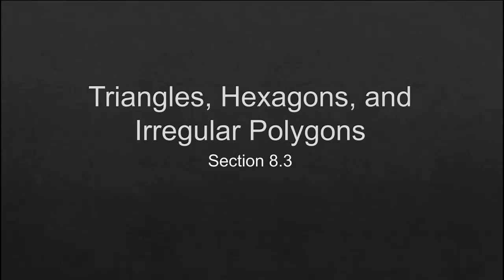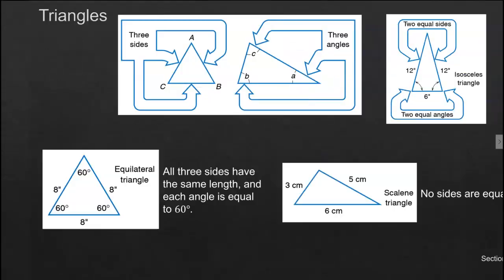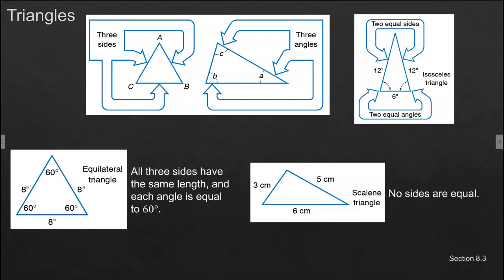Hi everyone, we're on section 8.3 and this is about triangles, hexagons, and irregular polygons. We're going to start out with triangles, and we've talked about some triangles before because we talked about the fact that the angles add up to 180, and so triangles have three sides. As you can see here, they have three angles.